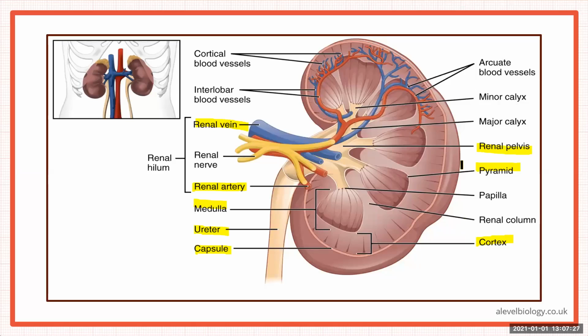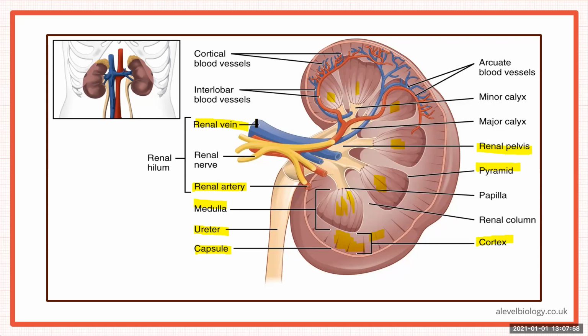These are the few structures that you require as far as your A-level syllabus is concerned. This is the capsule, the one outside that you see, the fibrous protective sheet. Then you can see this is the renal cortex, this part here. And then this is the medulla, the inner part, this entire part is the medulla, which contains the renal pyramids. You can see this is one pyramid here, another pyramid, another pyramid, another pyramid, right? These are the big pyramids which make up the medulla, right?